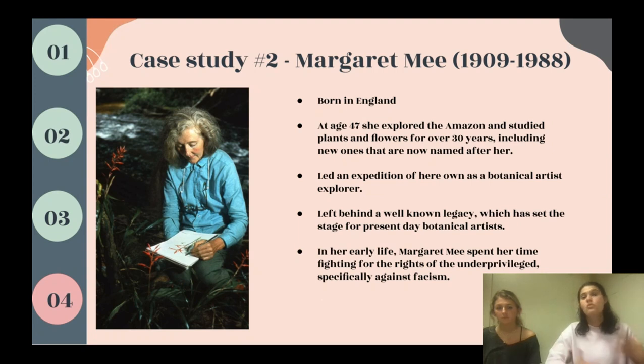We see the exact opposite of someone who is seeking to travel by means of exploiting something. So she travels to Brazil at age 42, and at age 47 she explored the Amazon and studied and drew plants and flowers for over 30 years. She was able to discover new ones, and they were named after her, which is quite interesting because it shows that she was quite literally leading an independent expedition as a botanical artist.